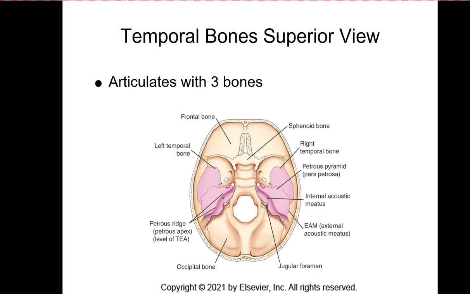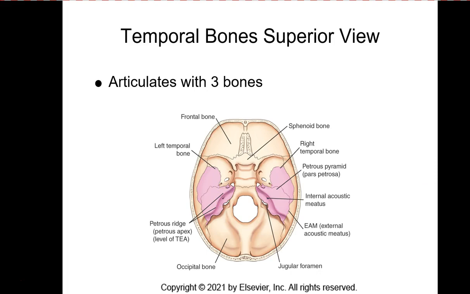Couple things I want you to notice. Notice the jugular foramen on the posterior aspect of the petrous ridges, right here. And of course, we have one on both sides. That is where the jugular vein and certain nerves pass through. Also notice the internal acoustic meatus, and that is here, and of course you have one on the other side as well. The internal acoustic meatus serves to transmit certain nerves of hearing and equilibrium.